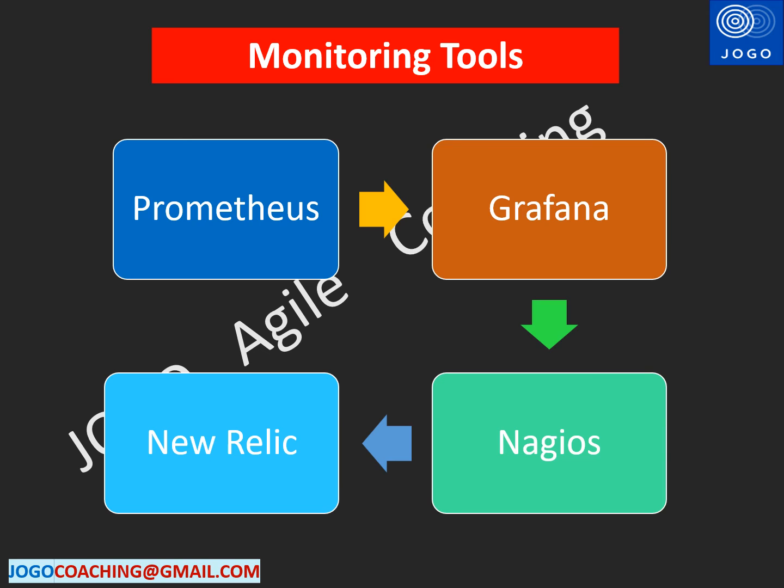The second tool used for the monitoring is Grafana. Grafana is typically paired with Prometheus. This tool allows us to create beautiful dashboards to visualize the metrics and logs in real time. The third tool used for the monitoring is Nagios. Nagios is a monitoring system that provides monitoring of the host resources, services, and network protocols. It's one of the oldest and most trusted monitoring tools in the industry.